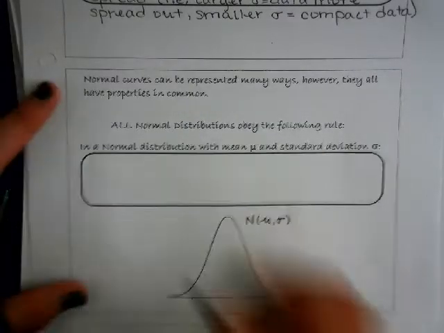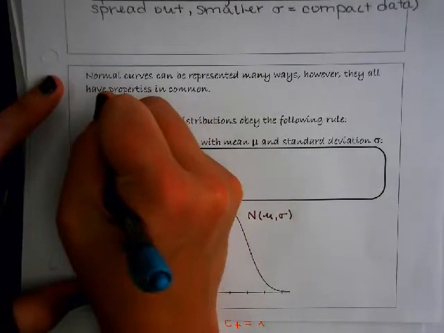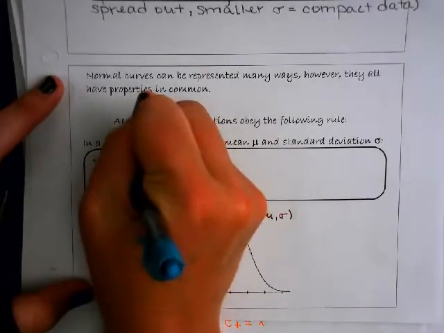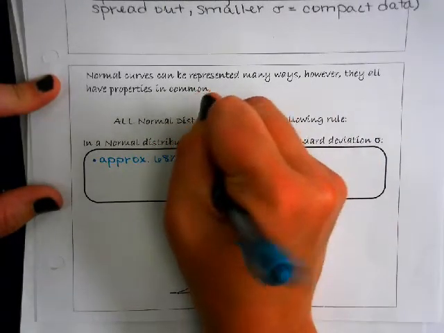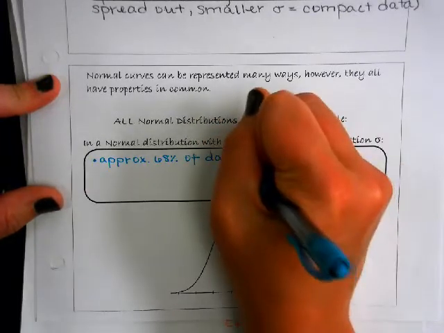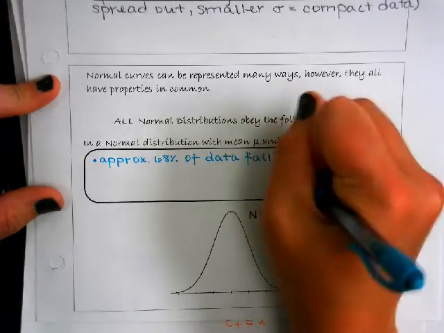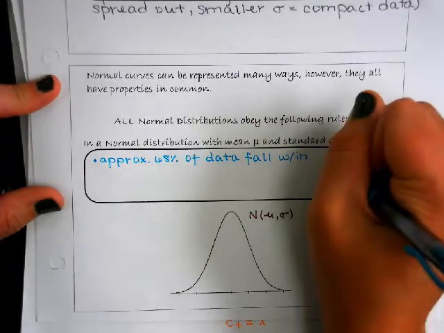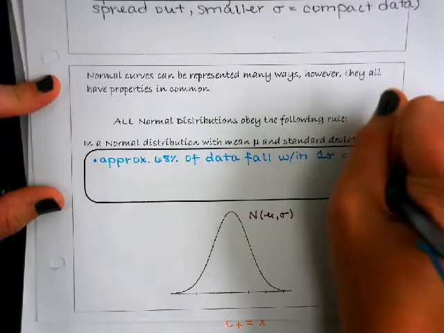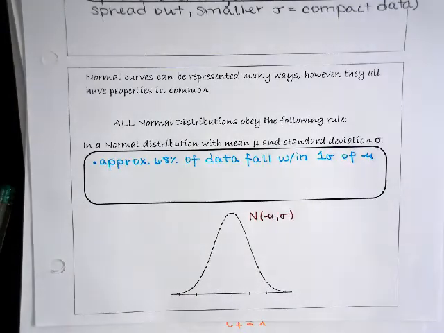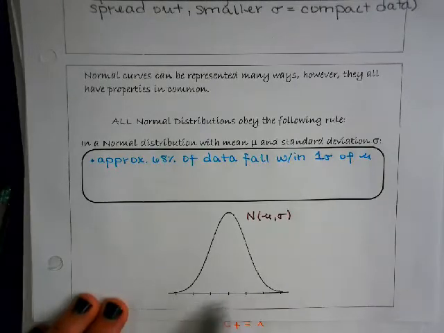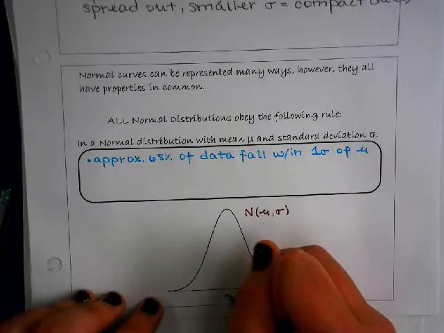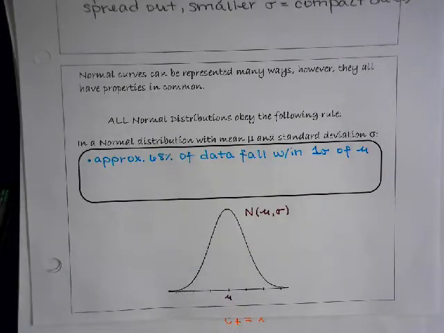Approximately 68% of the data fall within one standard deviation above or below the mean. At the center of our normal curve is our mean. So notice down along the bottom I gave you hash marks. The center one represents our mean. The other ones represent 1, 2, or 3 standard deviations above or below.